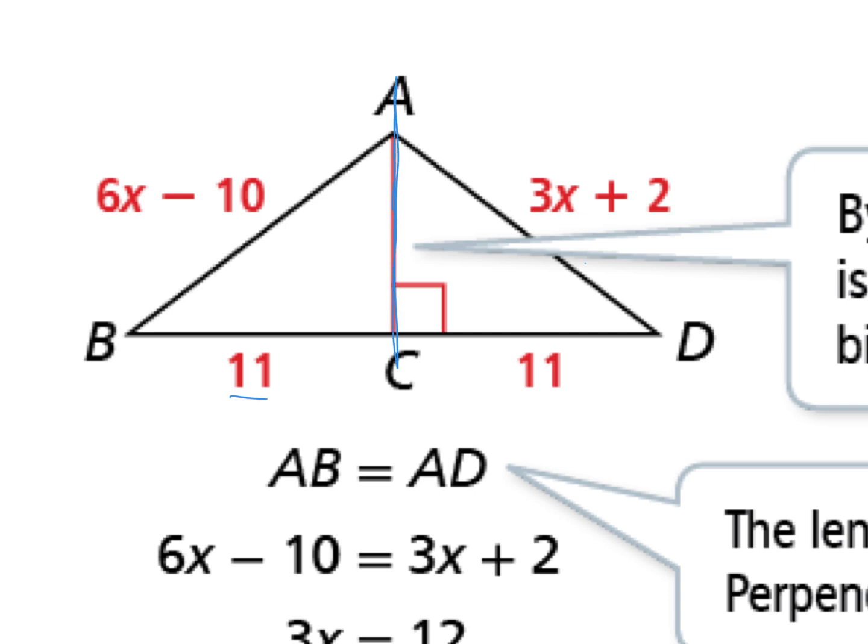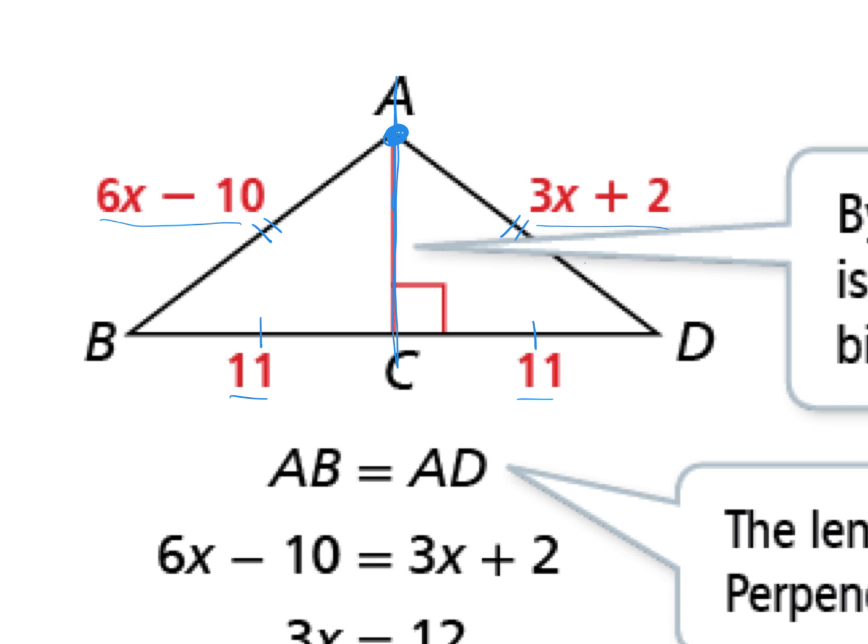It already told us 11 and 11. Those are congruent sides. What can we assume about these two sides then? They're congruent. What is the reasoning for that? They meet at the same point on that perpendicular bisector. Good. So if I wanted to find the value of x, what do I need to do with these two equations? Set them equal to each other.